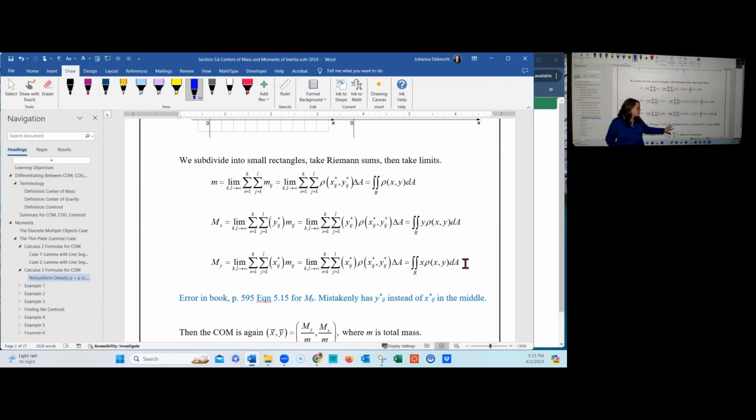Now, I do want to warn you that there's an error in the textbook. In the center part, they mistakenly have y sub ij star instead of x sub ij star in the middle. So just watch out for that.